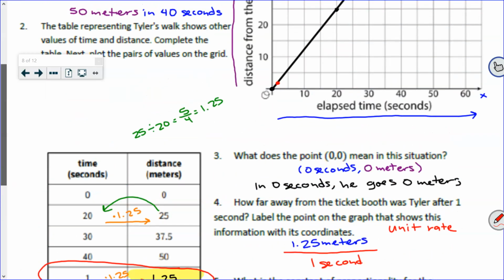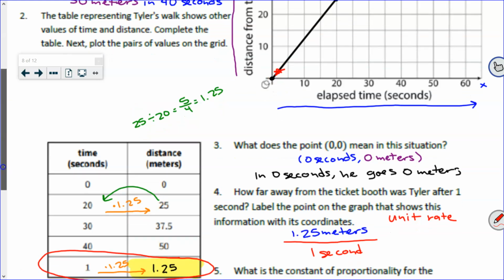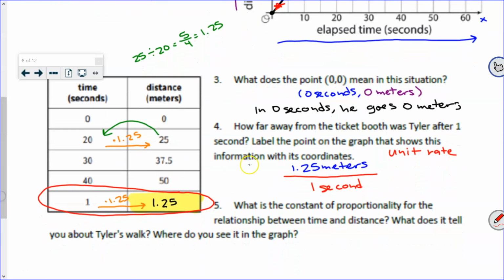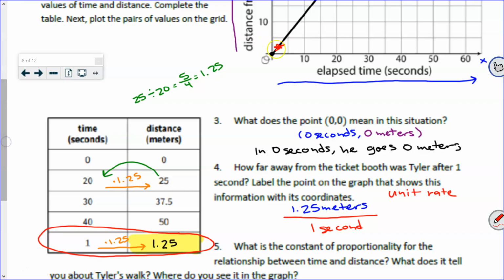And we can see that unit rate here on the graph. In fact, that's kind of important. Let's go ahead and put a star by it. That's our unit rate. That's a big deal. Label the point on the graph that shows this information with its coordinates. So that is going to be the coordinates 1, 1.25. And I put a star there because it's our unit rate.